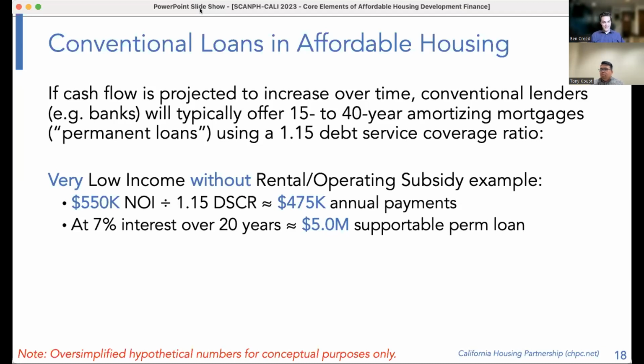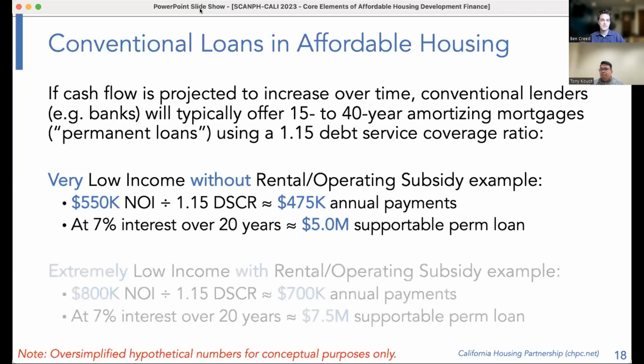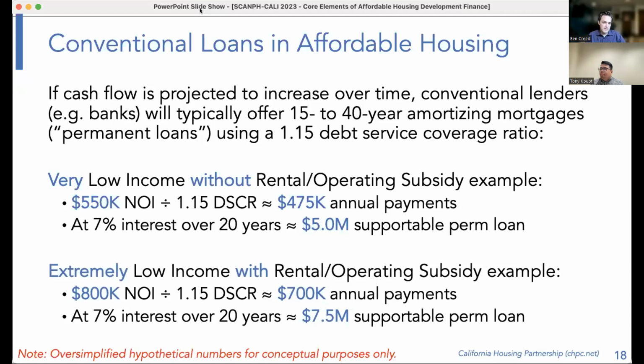And if we can collect that every year for 20 years, every month really, we will make back $5 million plus 7% interest. And so this very low income development using these assumptions might be able to raise a $5 million loan just from a bank, not from public funds or taxpayer dollars or anything like that. And in the extremely low income case, remember when it couldn't even pay its bills, well, then there's no money left over to attract a loan from a lender.